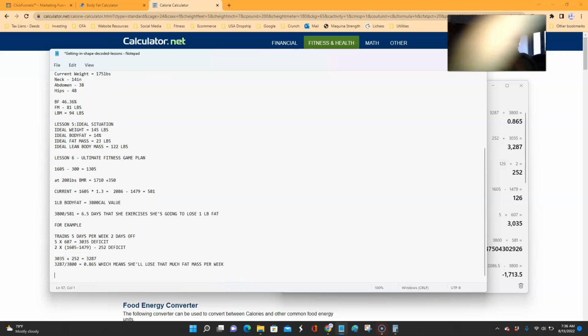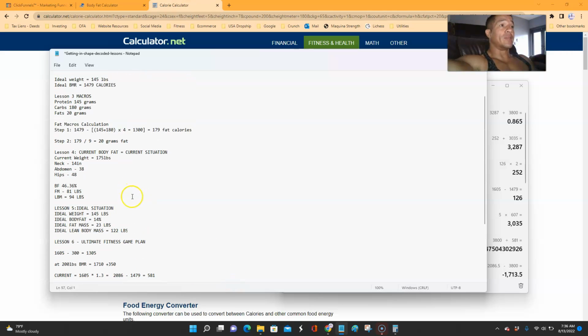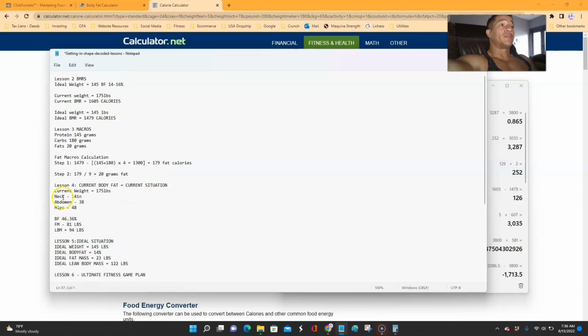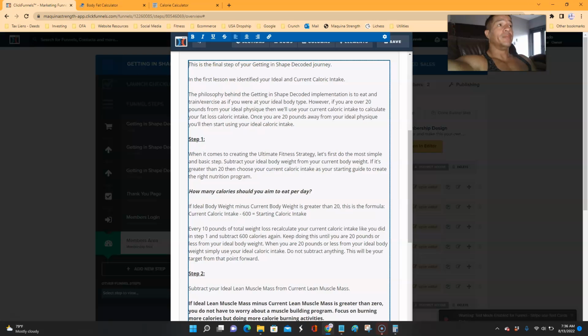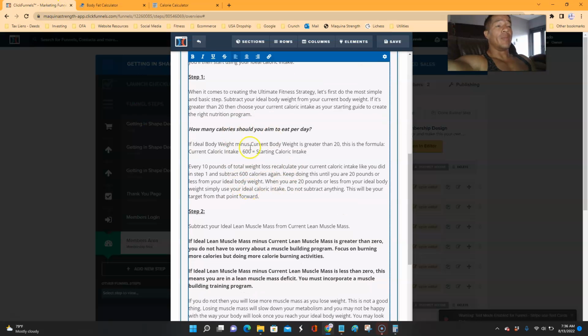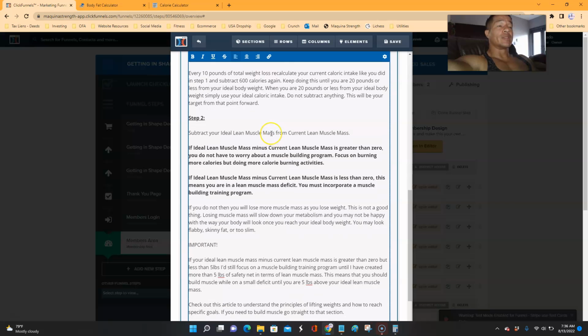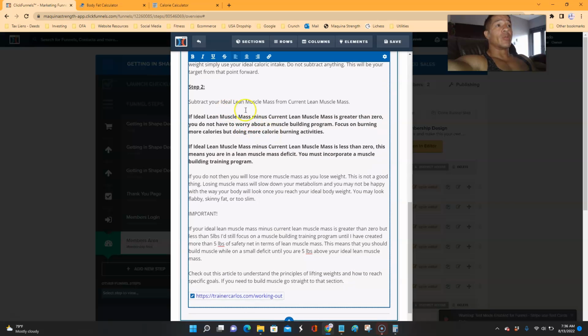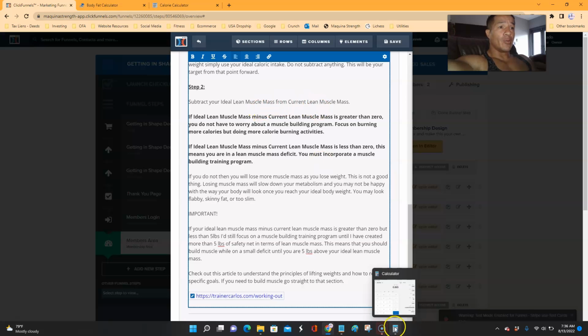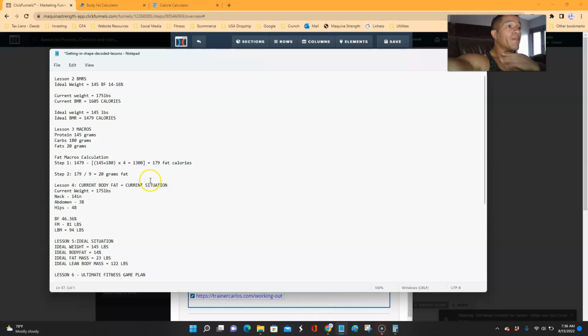So now let's talk about how much fat mass she needs to lose. We want to maintain muscle mass. So the next step, step one, you want to see how many calories you're going to be eating. I already explained that to you guys pretty in depth, more or less how many calories you should be eating. And I want to change this a little bit because I did talk about some new things. In step two, we're going to subtract current lean mass from ideal lean mass. So that's the first thing we want to look at. Okay, so let's look at this.